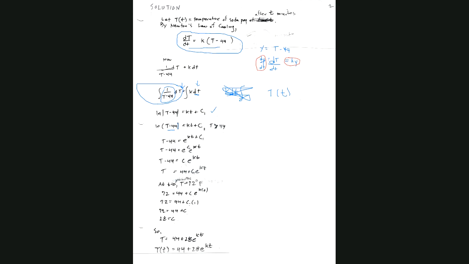You've had practice doing this from your section 7.3 homework. e to the kt plus c1 is the same as e to the c1 times e to the kt. And what I'll do now is call e to the c1 power my new constant c. So you can't say e to the c1 power is c1. You have to call it a new constant. I look for those kinds of things in your work. Now we're able to solve for t.